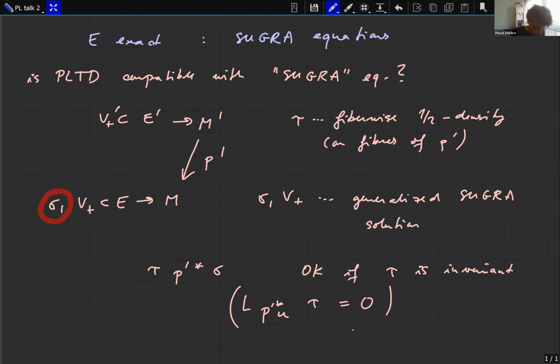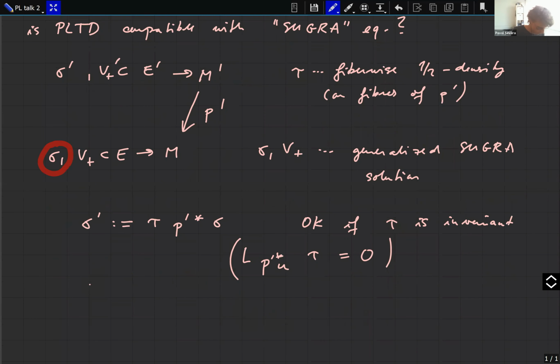Then the pullback of sigma and v plus goes to some sigma prime and v plus prime. So this is our sigma prime. So this will be now automatically a solution of the supergravity equation. So to finish off this story, sorry if it's a little bit confused.